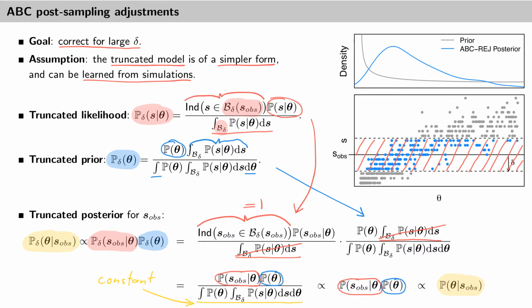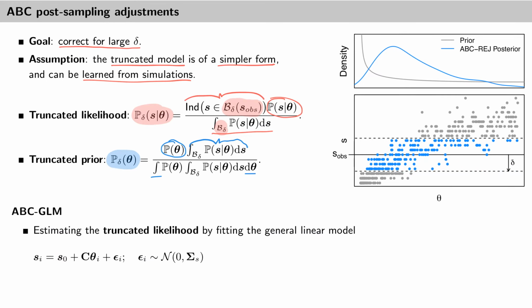We're going to next look at one particular implementation of such an ABC post-sampling adjustment, ABC-GLM, which uses, as many others do, the assumption that the relationship between parameters and statistics around S observed is actually just linear. Specifically, the ABC-GLM method assumes that the truncated likelihood is actually well characterized by a general linear model, or GLM, hence the name. Shown here is the model assumed by ABC-GLM.